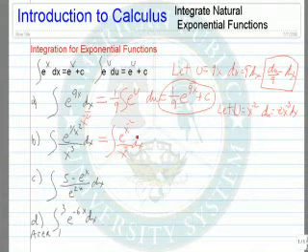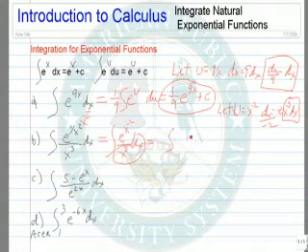But now notice we have a dx divided by x cubed, which is x to the negative 3 dx. So if we solve for that, we get du over negative 2. So we can rewrite this as du, negative 2 in the denominator, e to the u, which gives us e to the u, which is now e to the negative 2x divided by negative 2 plus c.